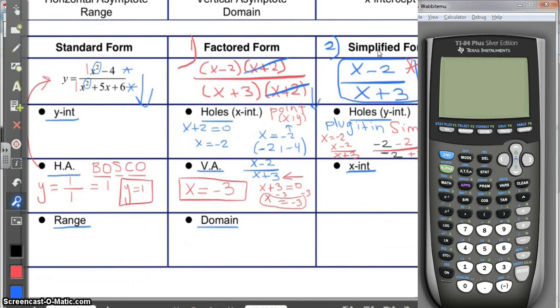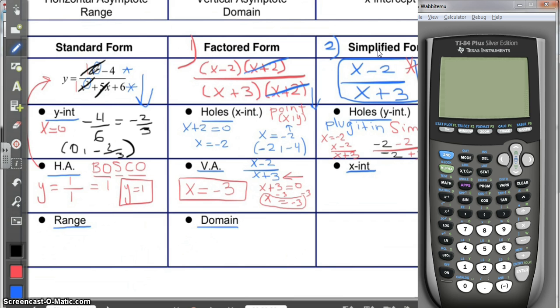Remember that y-intercept means that x is equal to 0. It means when you look at your equation over here, everything that's an x is going to go away. So what's going to be left? This is going to go away, go away, go away. The only thing that will be left is negative 4 over 6, which is equal to negative 2/3. So (0, negative 2/3) is going to be your y-intercept.